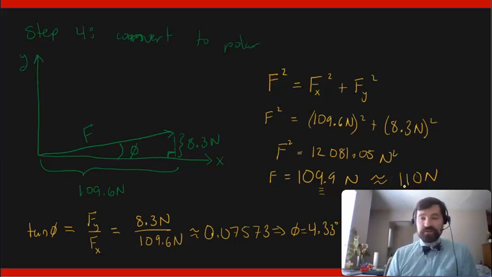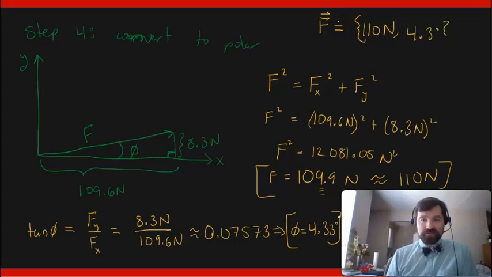So I can write my final answer in polar coordinates, that F can be represented approximately by 110 newtons, comma, 4.3 degrees.